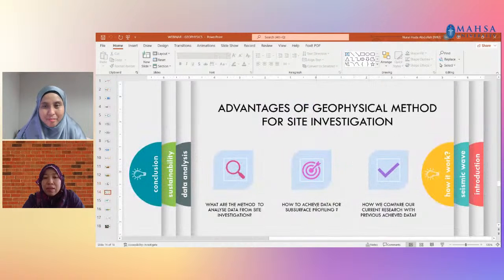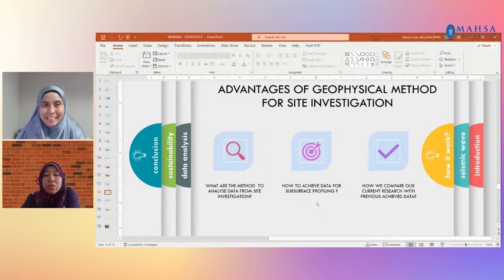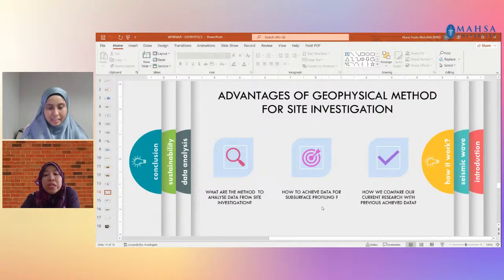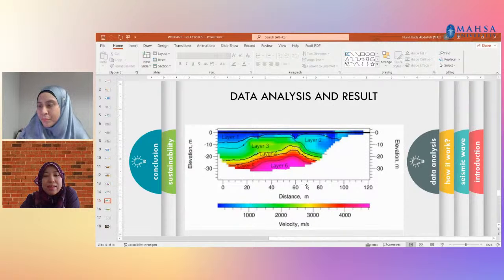And as you can see here, these are also the advantages of the geophysical method for site investigation. That's why we should compare which one has the advantage, either the conventional method or the geophysical method. We should also compare how to achieve the data for subsurface profiling, due to much previous research or current research. Actually, the geophysics method is normally used nowadays. Okay, next, we go to the data analysis and results.